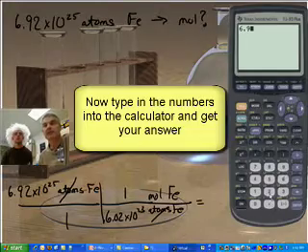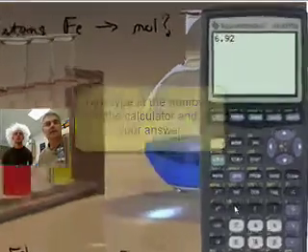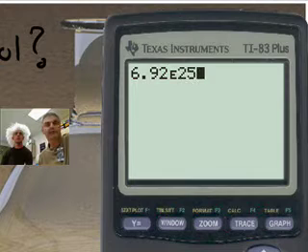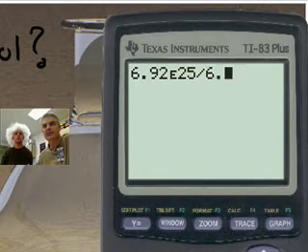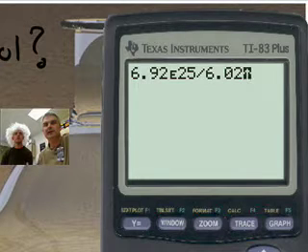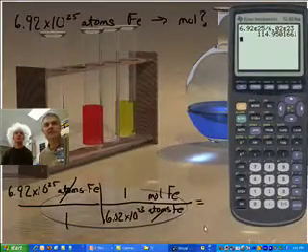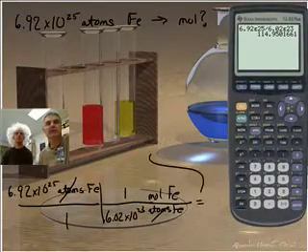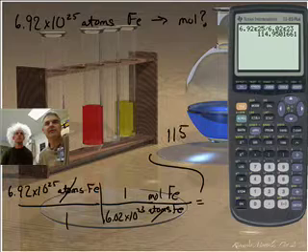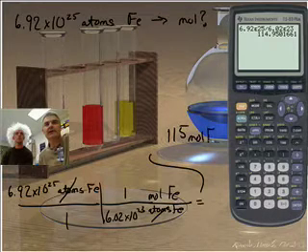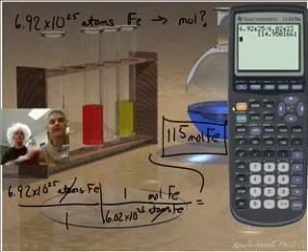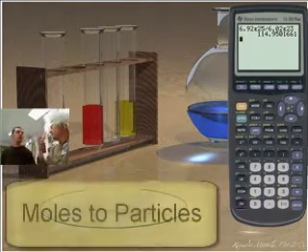Then we use our calculator. I'll type in 6.92 second E 25 divided by 6.02 second E 23. I'm going to get a pretty big number, 114.9, probably 3 sig figs, 115. So the answer is 115 moles of iron. That's a lot of iron.